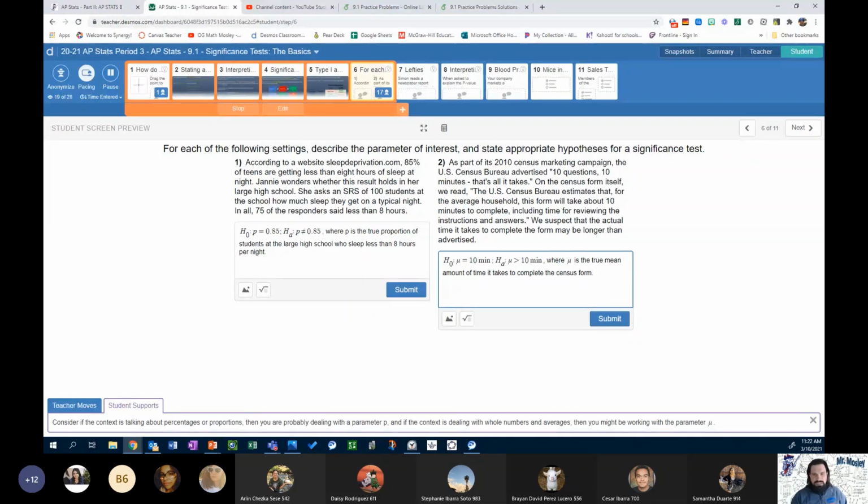Okay. So is there anything I can clarify about these two problems? Any questions you have?